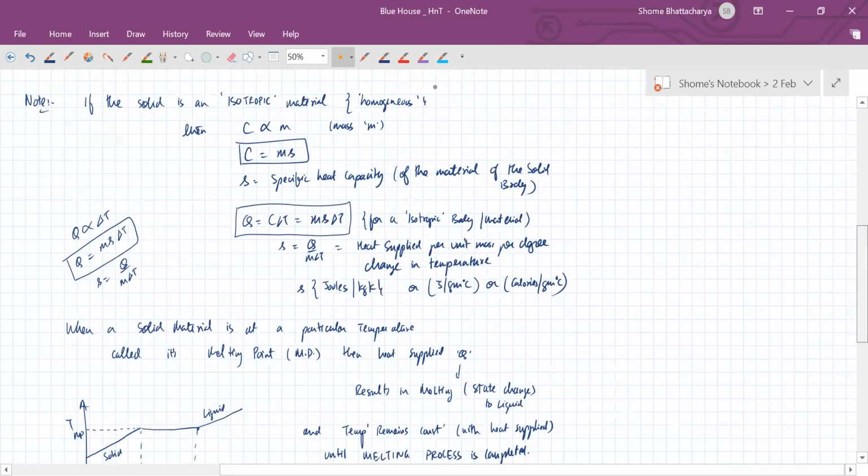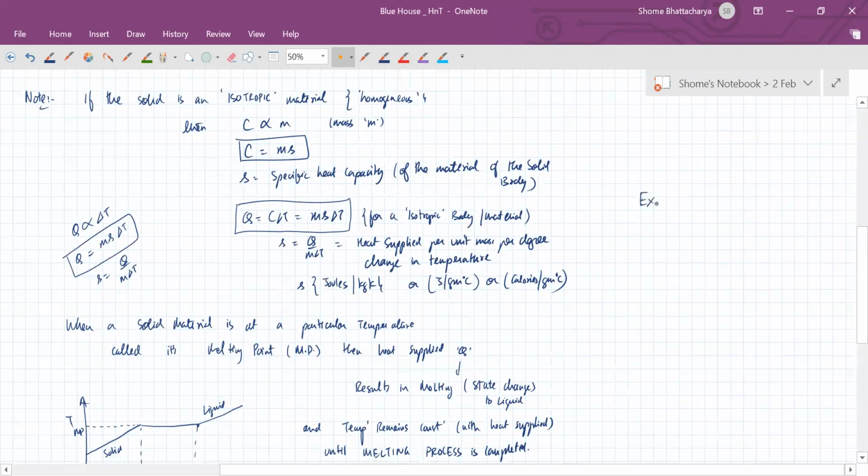Okay. So I'll just give you an example here. The specific heat capacity of ice is about 0.6 calories per gram. Or that is the same thing as 0.6 into 4.2 joules per gram. Or that is the same thing as 0.6 into 4.2 into 10 raised power 3 joules per kg. This is the specific heat capacity of ice.